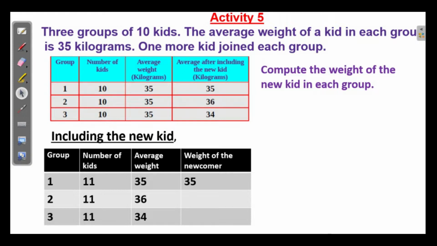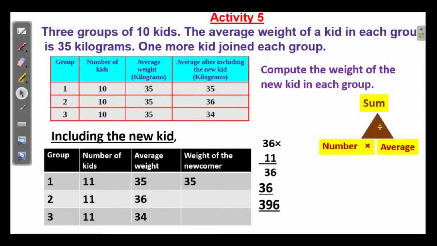Okay. The average weight is 36 in the second case, and can you do it in your mind? Try. Let us see in the other way first. Sum divided by number is equal to average, and here first we have to find out the sum. So the weight of 11 kids, 36 into 11 is equal to 396 minus 350 is equal to 46. So the weight of the newcomer is 46.